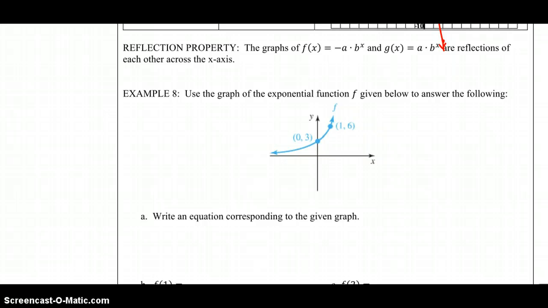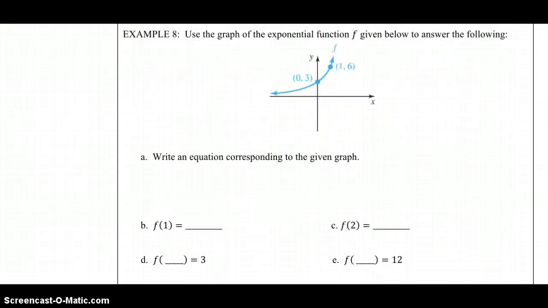Okay, well, this is called the reflection property. So the graphs of f of x equals negative a times b to the x and g of x equals a times b to the x are reflections of each other across the x-axis, which is exactly what we saw when we graphed those two graphs. So example 8 asks us to use the graph of the given exponential function to answer the following.